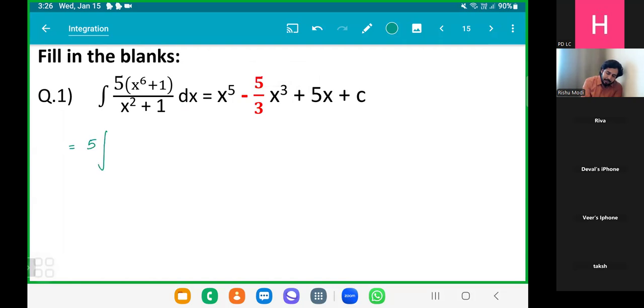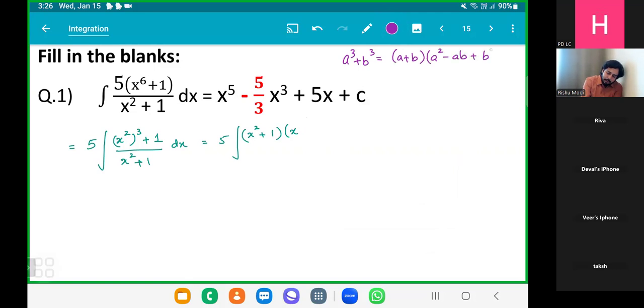So the first step is I can write x raised to 6 as x square the whole cube, plus 1, upon x square plus 1. Then I can apply the a cube plus b cube formula. So that will be a plus b, right? I'll just write the formula. A cube plus b cube is equal to a plus b, a square minus ab plus b square. Right? This is the formula. Don't apply the a plus b the whole cube formula, else you will end up doing something else only.